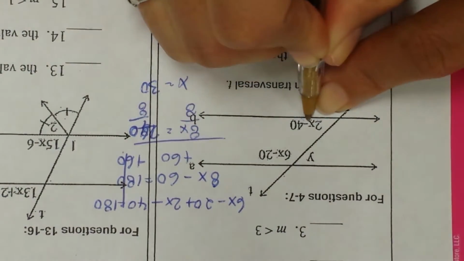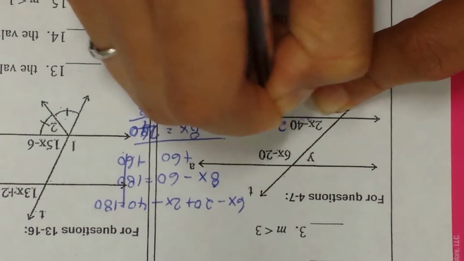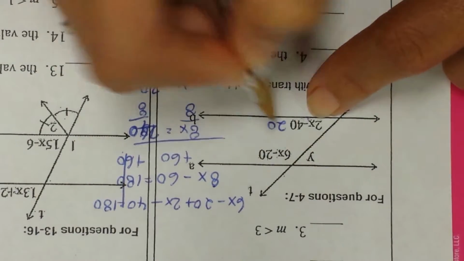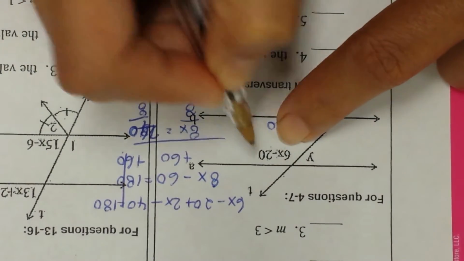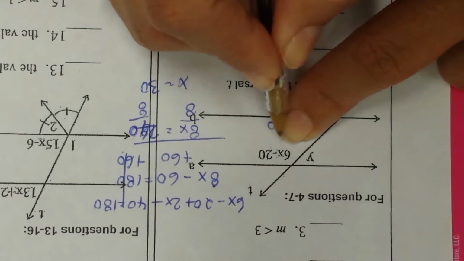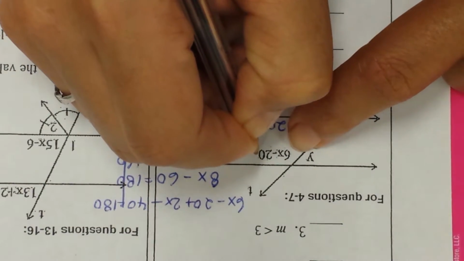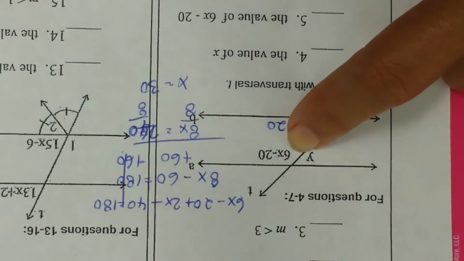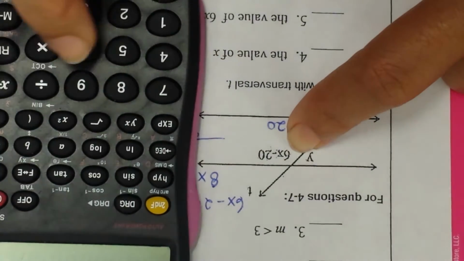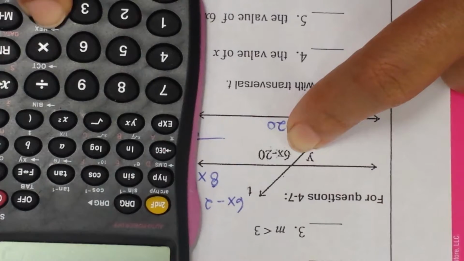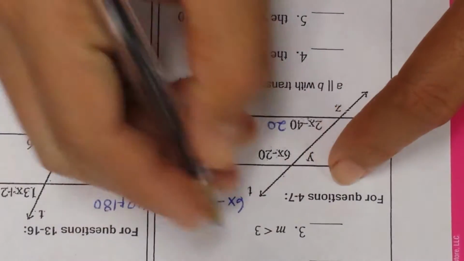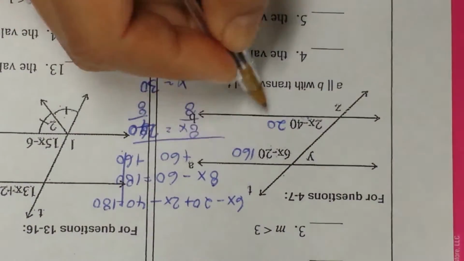2 times 30 is 60 minus 40 is 20. And if this is 20, obviously this is going to be 160, but you can do it. 6 times 30 is 180 minus 20 is... let me do it at the calculator. 6 times 30 minus 20 is 160 clearly. 160. Now fill everything in.